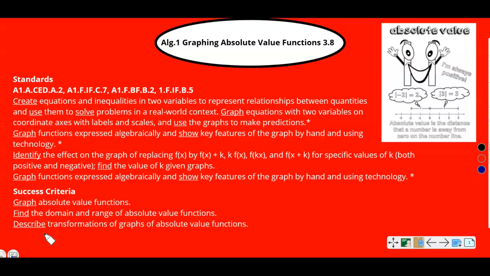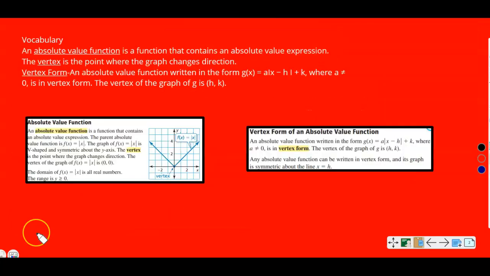Today we're going to talk about graphing absolute value functions. So first, let's get started with what we need to be able to do. Our success criteria today: we have to be able to graph absolute value functions, find the domain and range of absolute value functions, and describe transformations of graphs of absolute value functions. So graph, find the domain and range, and describe transformations.